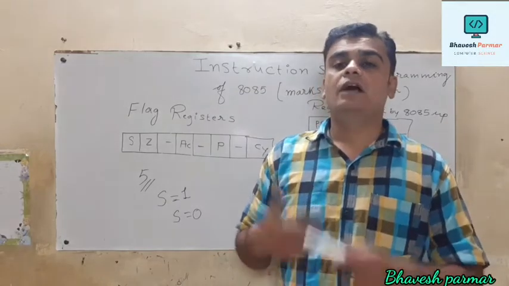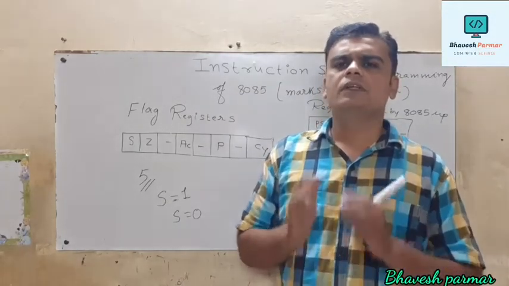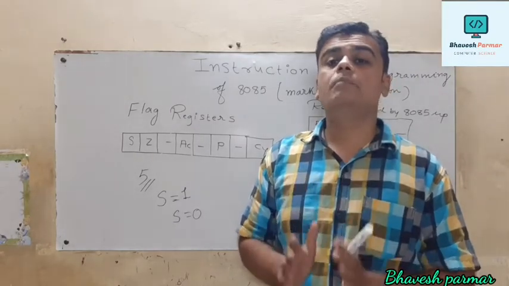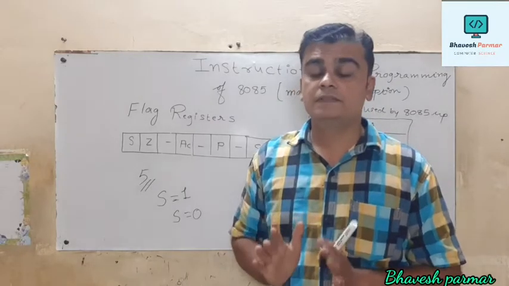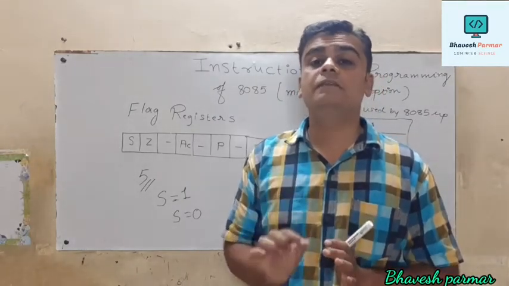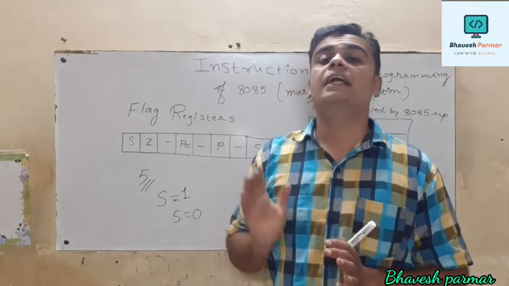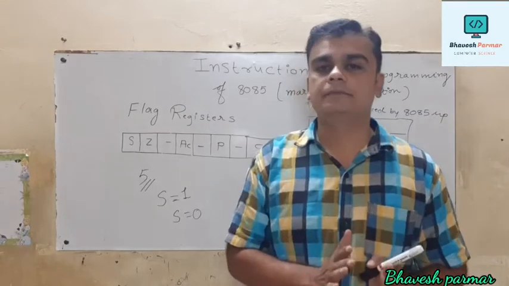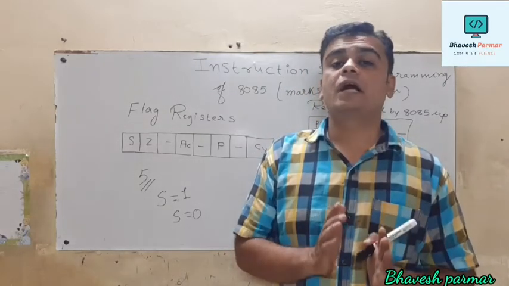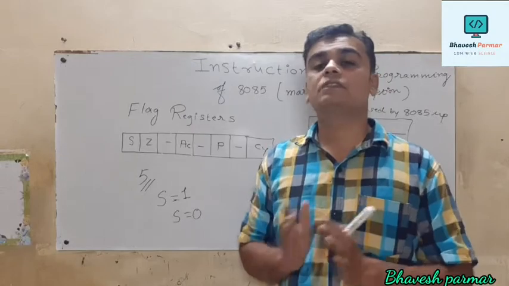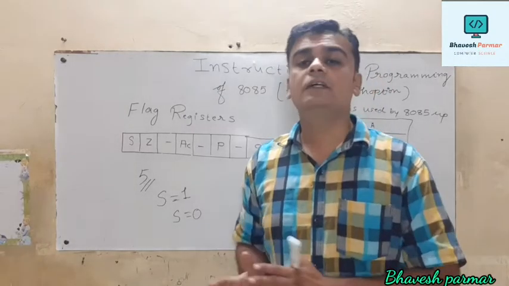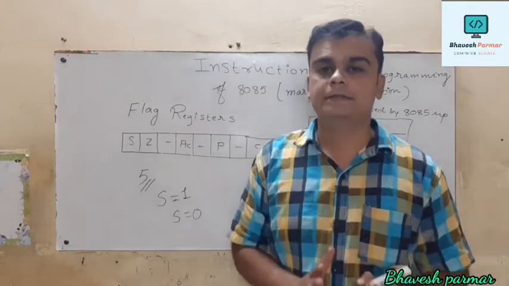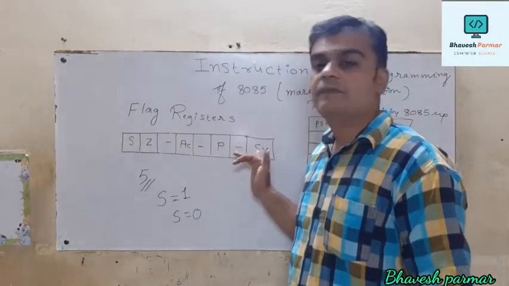Parity flag means what? After performing any operation, suppose our answer consists of an even number of 1s. Look guys, if our result consists of an even number of 1s, then and only then your P flag is 1. So it is called even parity. Is that clear? And suppose your answer consists of odd parity, means total number of 1s is odd, so in that case P flag is equal to 0. That is called odd parity. Okay guys, and the last flag is carry flag.